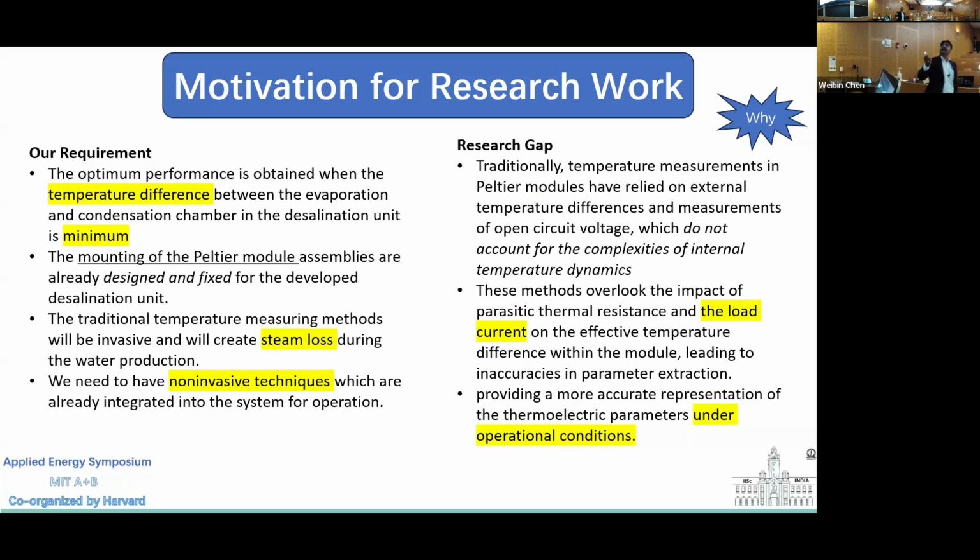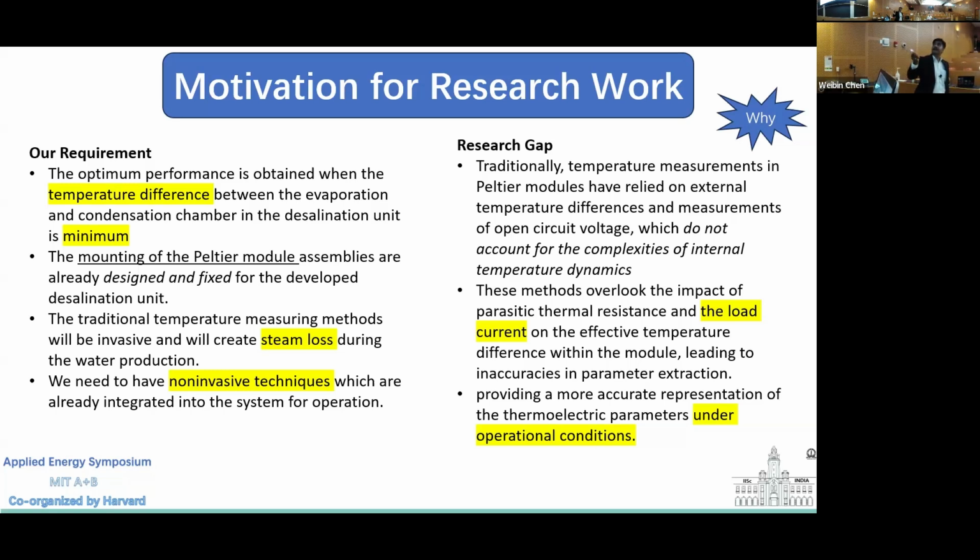What I found in the literature is that there is a gap: they are working only with the open circuit voltage. That is, I cannot do the measurement during the process, and they do not account for the complexity of the internal dynamics, because in the Peltier module there is an internal temperature difference and an external temperature difference, both happening.